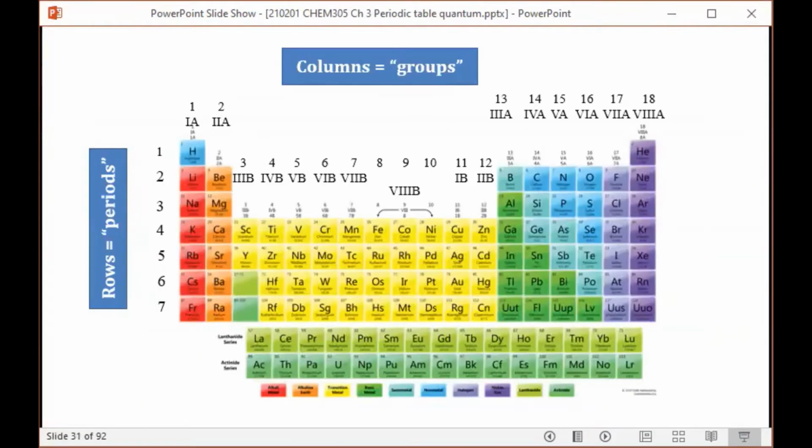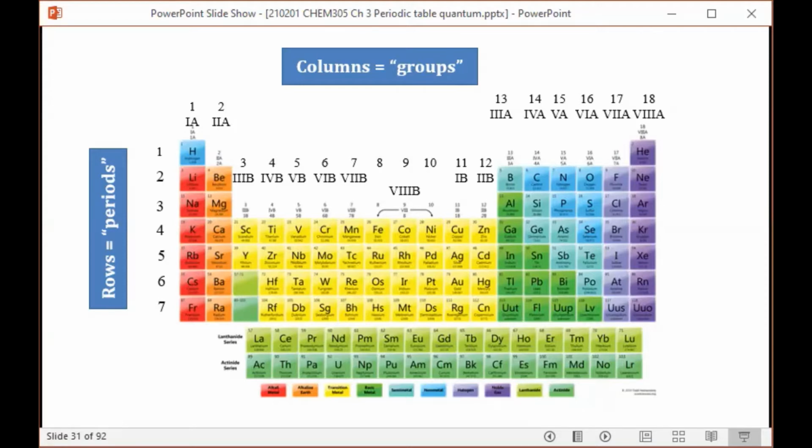So this is our periodic table. I'm going to post one on Canvas. In the rest of this class, you're going to want access to a periodic table. I suggest printing one off, and I'll post one on Canvas that's printable so that you always have one in front of you when you're taking quizzes and exams and can easily reference it.